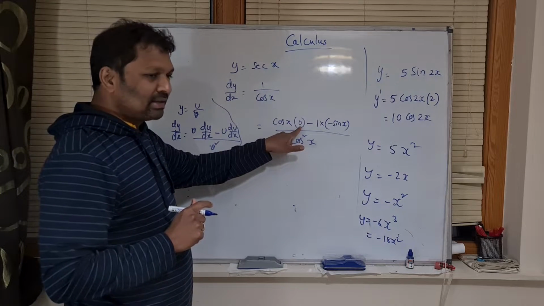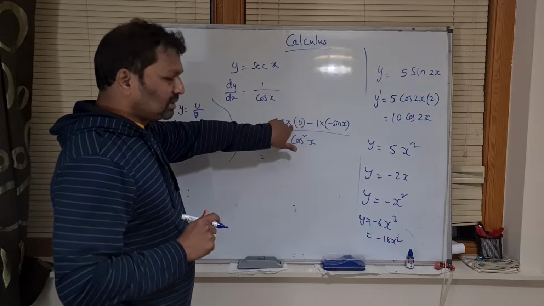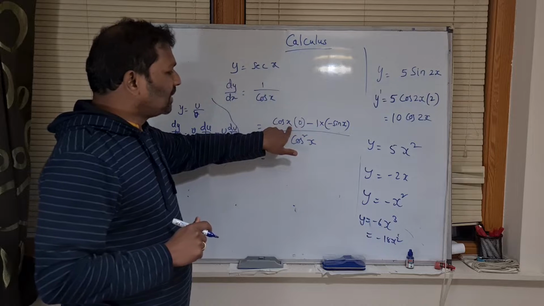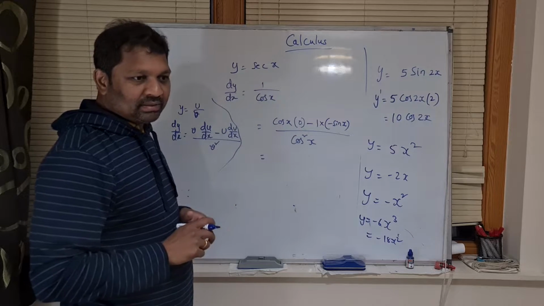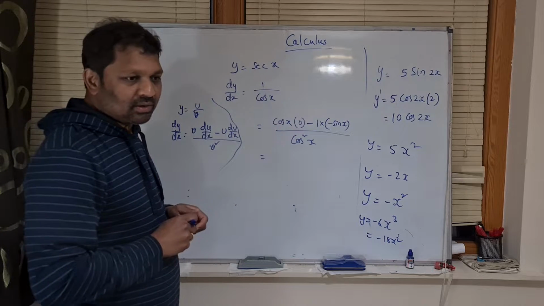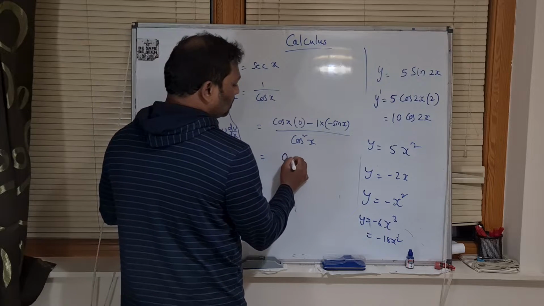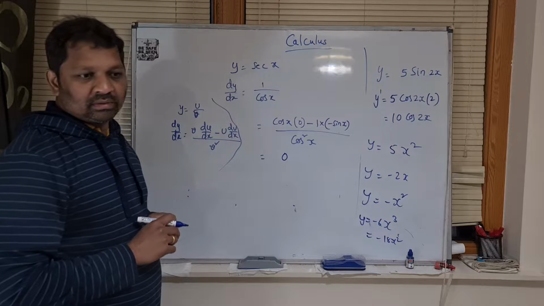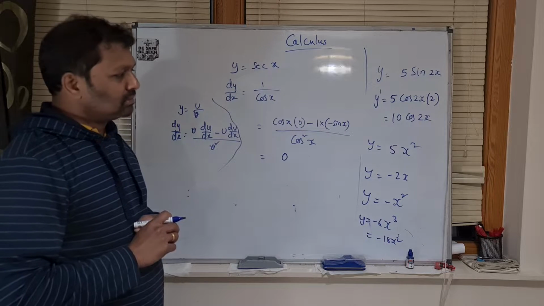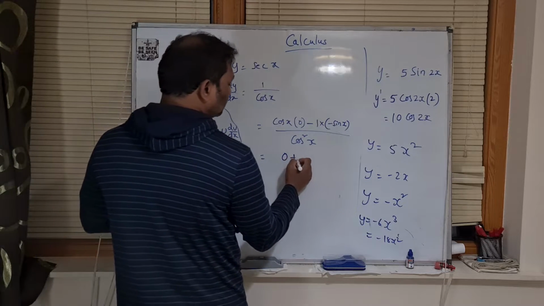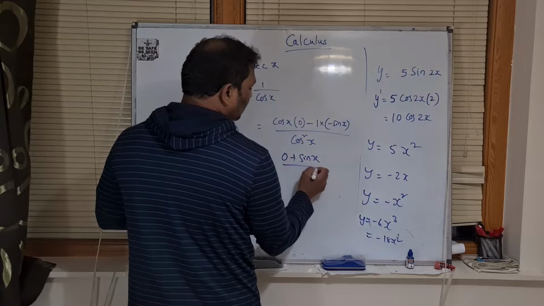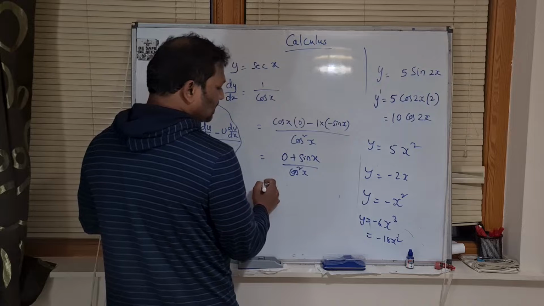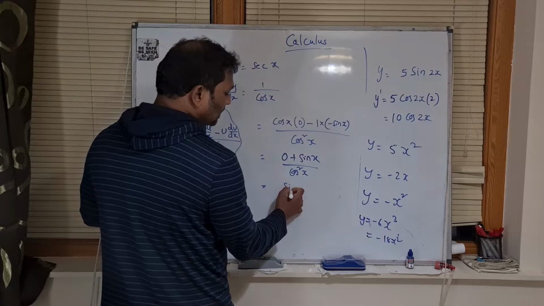If I put a bracket here, that means the value of this one and this one is getting multiplied. It's not multiplying the inside part, the angle of cos. So 0, and then minus minus is plus sin x, all by cos squared x. So sin x by cos squared x.